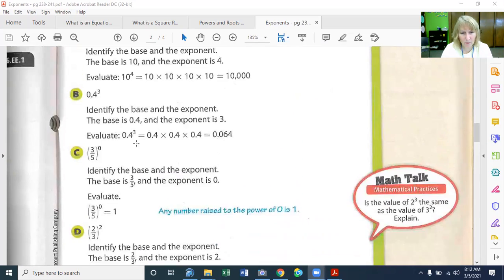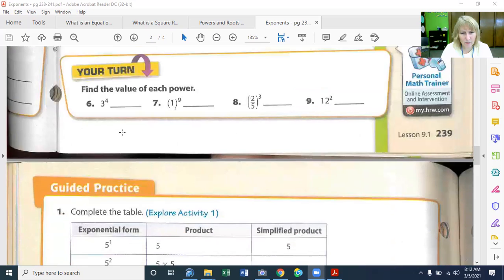This is just talking about, we'll come back to this in a minute, but let's do number 6. So number 6 is 3 to the 4th power. So that's 3 times 3 times 3. Any more? Times one more 3. So now we take them in groups of 2. 3 times 3 is 9. And 3 times 3 is 9. And then we multiply the 9s together. 9 times 9 is 81. So our answer is 81.